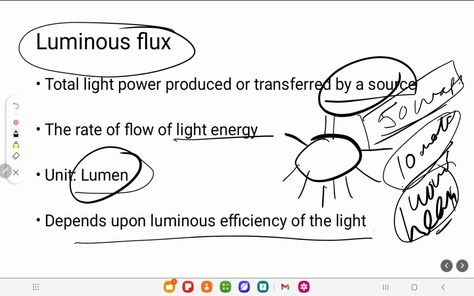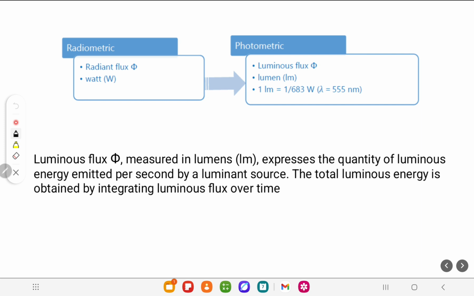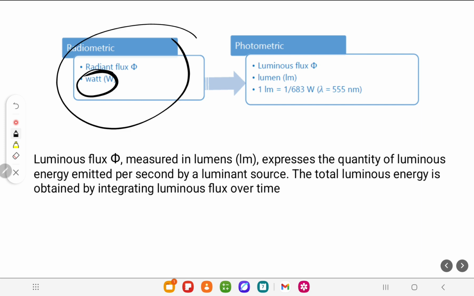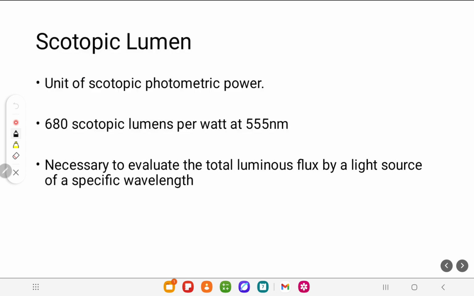So depending on the luminous flux: radiometry has radiant flux, whose unit is watt. In photometry, luminous flux has the unit lumen. So it's centrally important to understand. The unit is lumen, okay? So in photopic, it is 680 lumens per watt at 555.